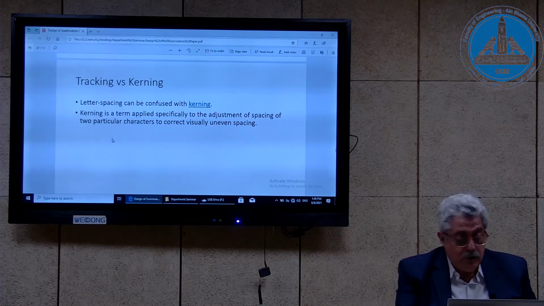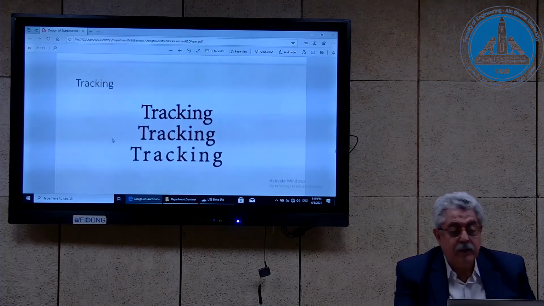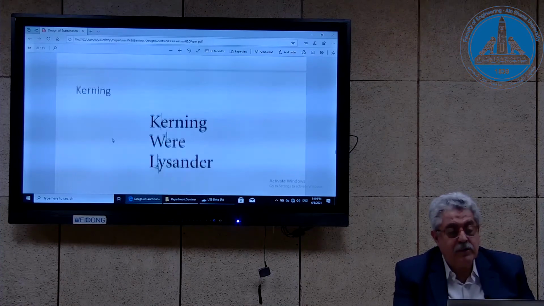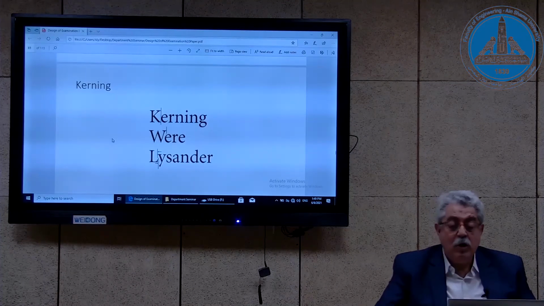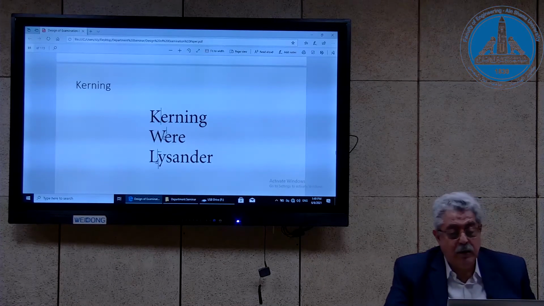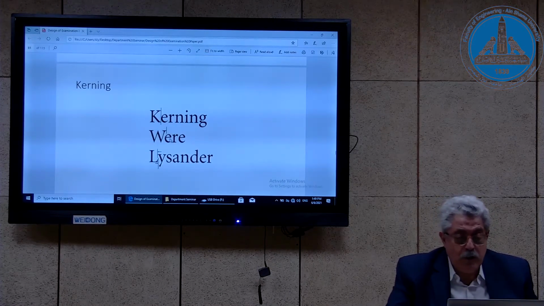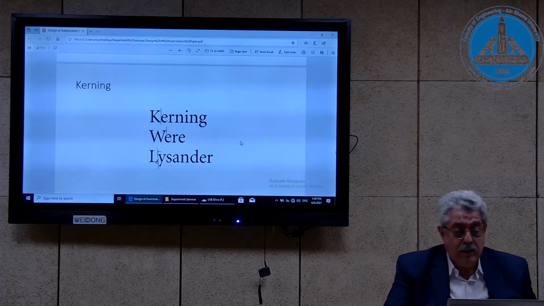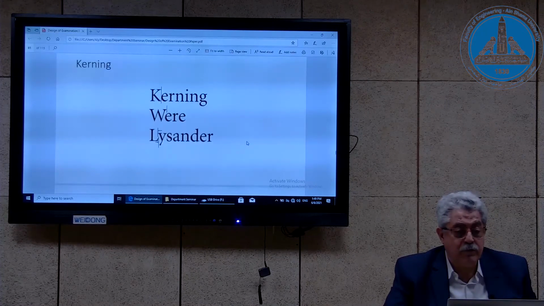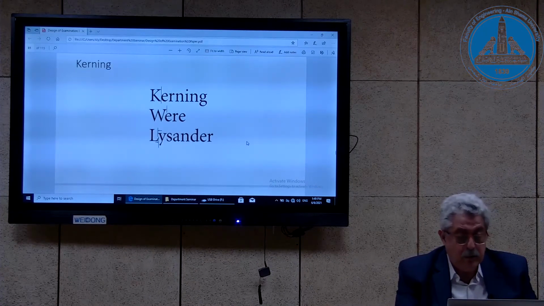And I am going to give an example here. Can you see? This is tracking, which is a group of letters. And this is an example of kerning. I want you to notice the relation between capital K and small e, capital W and small e, and here capital L and small y. And these two slides give you, in a pictorial image, the difference between kerning and tracking.